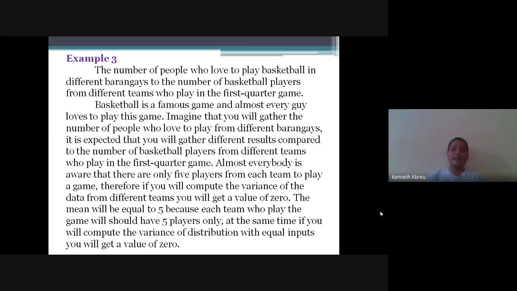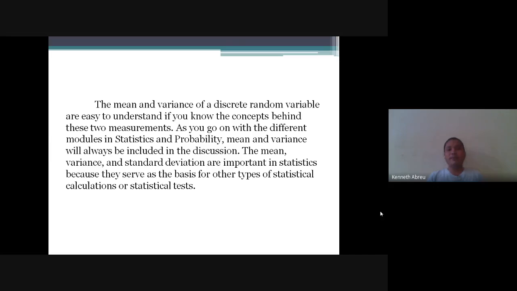Okay? Kasi laman lahat, yung 5 players na yun ay makakalaro in a particular game. Okay, so the mean and the variance of discrete random variable are easy to understand if you know the concepts behind these two measurements. As you go on the different modules in statistics and probability, mean and variance will always be included in the discussion.